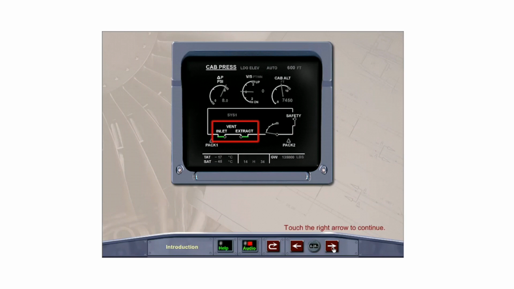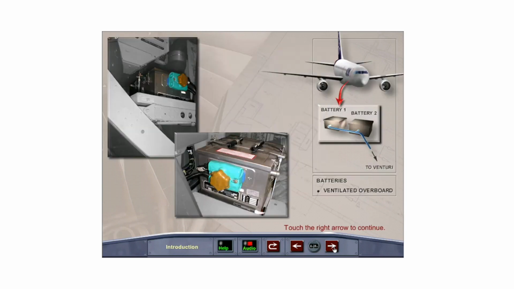The Ecam cabin pressure page displays the indications of the ventilation system. The batteries are ventilated only when the aircraft is in flight by a Venturi effect, which draws the air from around the batteries overboard.